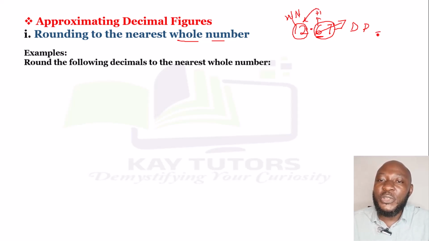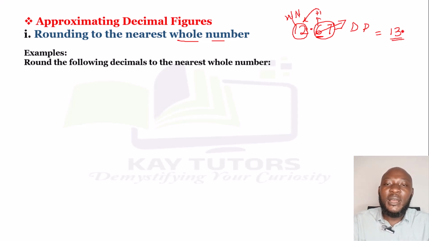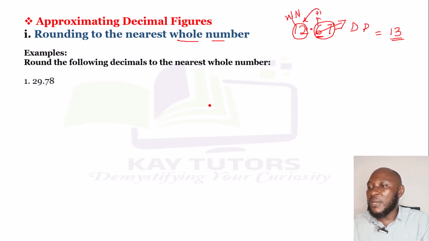So what's my answer here? My answer is 13 because 1 plus 12 is 13. You see, I have rounded off to the nearest whole number and I have ignored the decimal point and the decimal numbers. So let us look at another example.